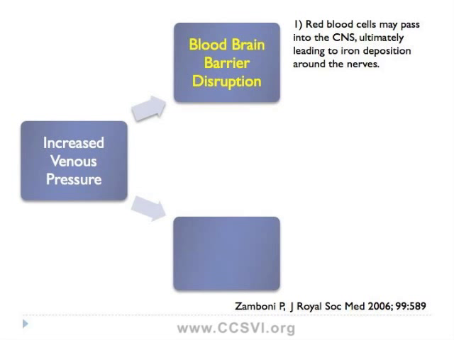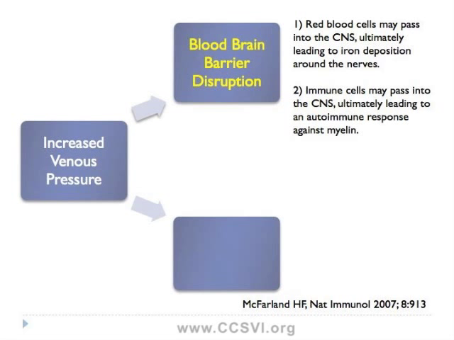The second is really synergistic with what the neurologists are talking about. If there's blood-brain barrier disruption, it's certainly possible that this can be contributing to our own immune cells passing into the central nervous system, ultimately leading to the autoimmune response against myelin that's classically thought to be responsible for MS.